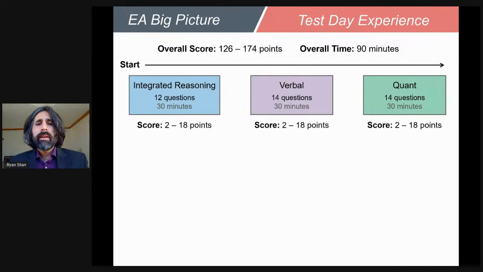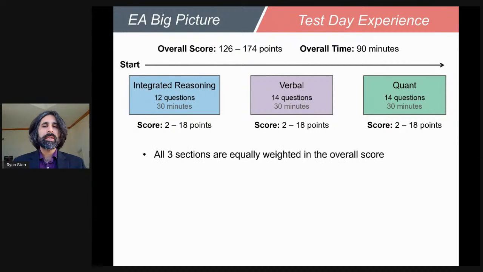These are the three sections. Those of you who know the GMAT know that these three sections, at least nominally, are on the GMAT as well: an integrated reasoning section, a verbal section, and a quant section. Notably missing from the EA is the essay section. There is no essay to write on the EA. The EA is 90 minutes, straight through, no breaks, no essay, all multiple choice. So one advantage over the GMAT, if you're not much of an essay writer, as I am not, is no essay to worry about here.